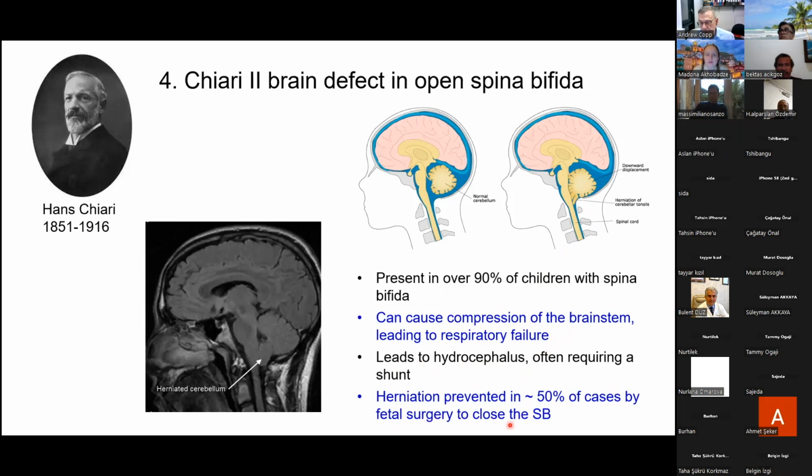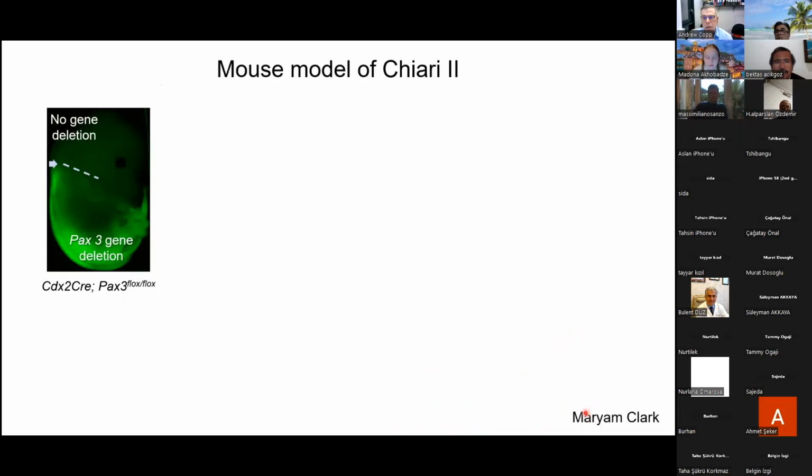The advent of fetal surgery has shown that hindbrain herniation is reduced in around 50%, maybe more, of cases. And that's when the open lesion is closed in the fetus at 22 weeks. So once again, we wanted a mouse model of this condition, and that didn't exist prior to this work. So what we've done is again use the Cre-LOX-P system, and we've made the PAX3 gene mutant. Initially it's floxed, and we use Cre to remove the LOX-P sites, and the PAX3 gene becomes mutant.